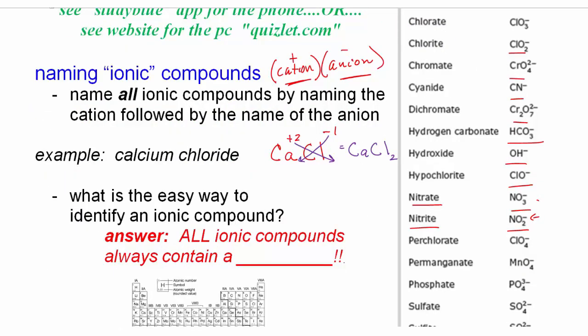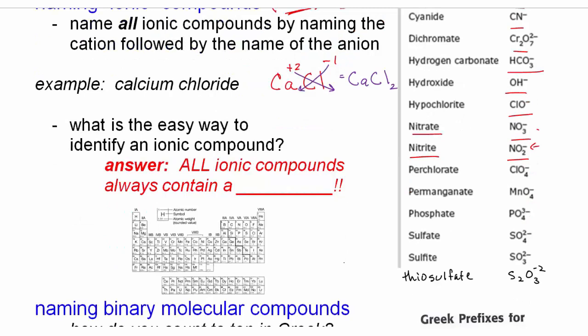What's an easy way to identify an ionic compound? We always name all ionic compounds this way, so it's really useful to know that you're looking at an ionic compound. And the hint is if you see a metal. If you see a metal, it has to be an ionic compound. So where's the metal? The metals are this entire periodic table pretty much. If you see one of those, it has to be an ionic compound. Then what you do is you name the cation, then you name the anion.